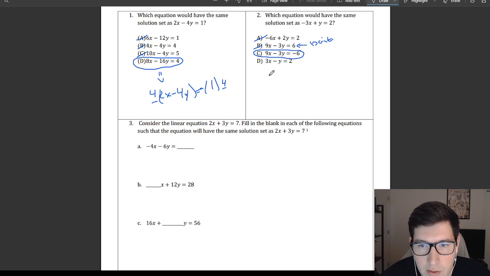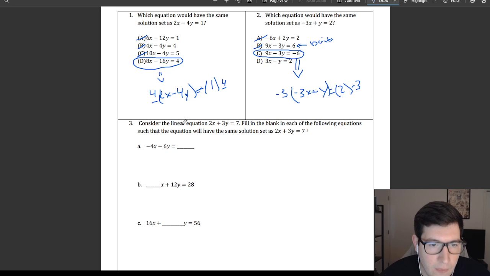Because again, this one here is going to be the same thing as though I had taken a negative 3 and multiplied it by both sides of my original equation. Oh, it would help if I actually wrote my original equation. So negative 3x plus y equal to 2 times a negative 3.